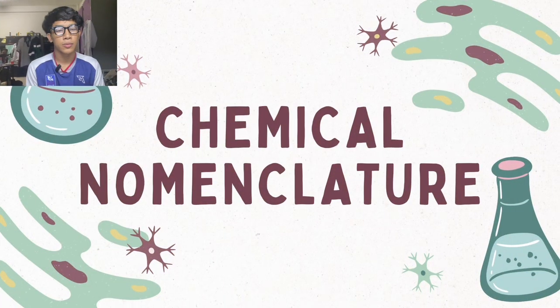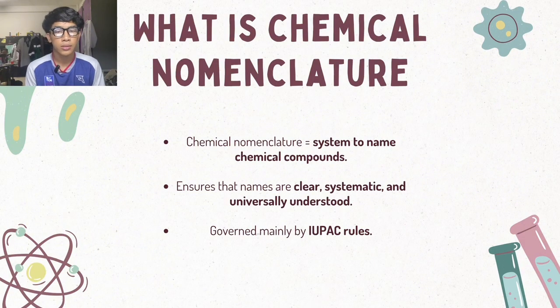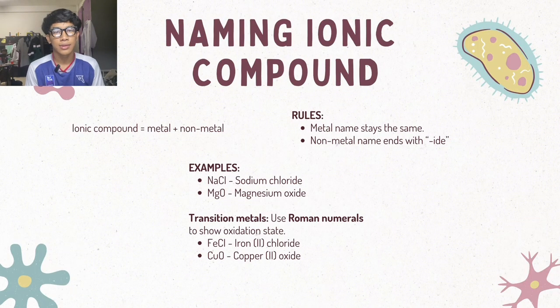So for second subtopic is chemical nomenclature. What is chemical nomenclature? Chemical nomenclature is a system used to name chemical compounds. It helps to make sure the names are clear, systematic, and understood worldwide. The system is mainly governed by rules from IUPAC.